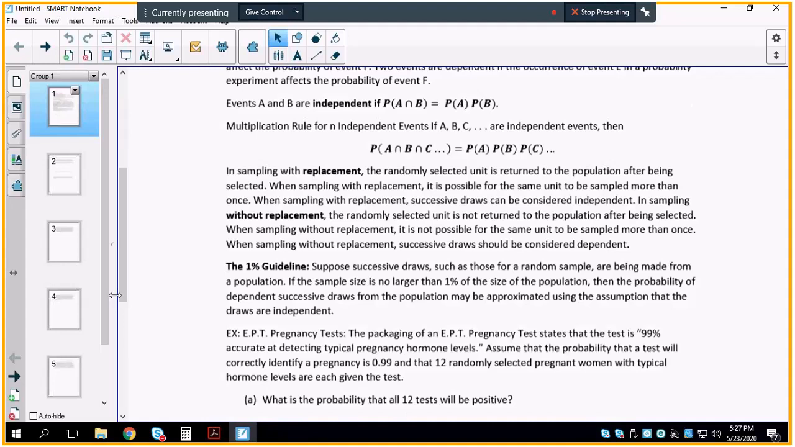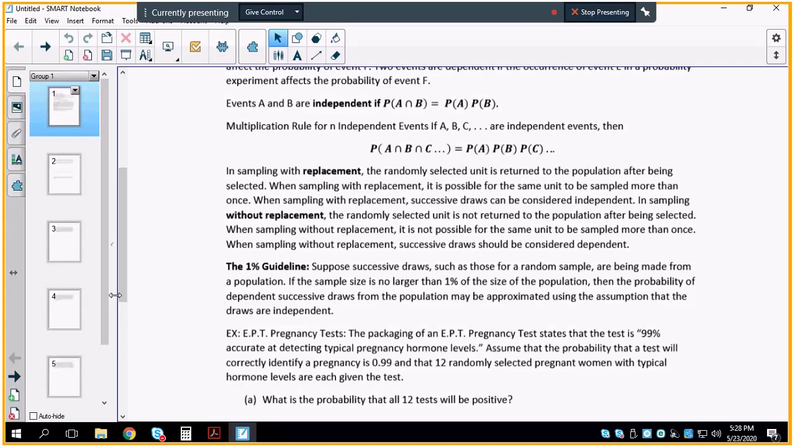In sampling with replacement, the randomly selected unit is returned to the population after being selected, while sampling without replacement is sampling where the event selected is not returned to the original sample space. So sampling with replacement of successive draws can be considered as independent events, while sampling without replacement has to be considered as dependent events.